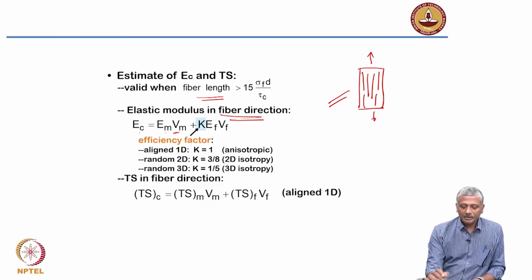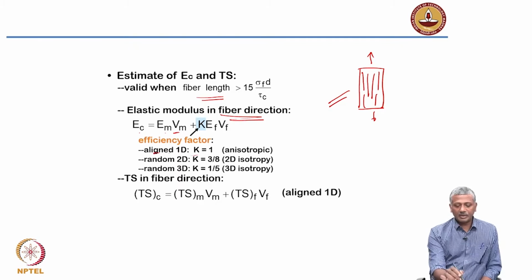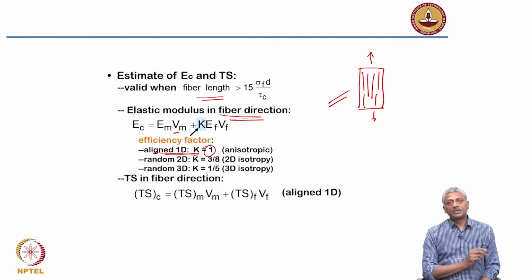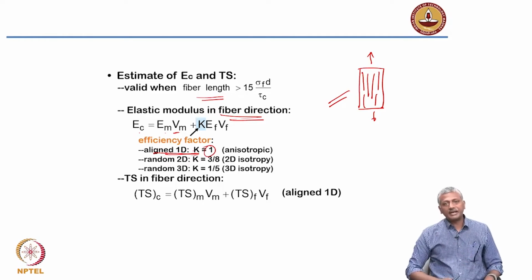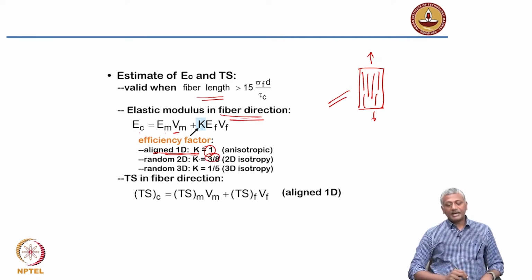and k depends a lot on the orientation. If you have perfectly aligned one dimensional case like what is shown here, right, in that case you will have k equal to 1. If you have continuous aligned fibers, you will get k equal to 1. Okay. If you get random fibers in 2 dimensions, right, in 2 dimensions the fibers are random, k value reduces to 3 by 8. And if you have random in 3 dimensions, for instance when you have fiber reinforced concrete, right, in that case the k value is only 1 by 5.